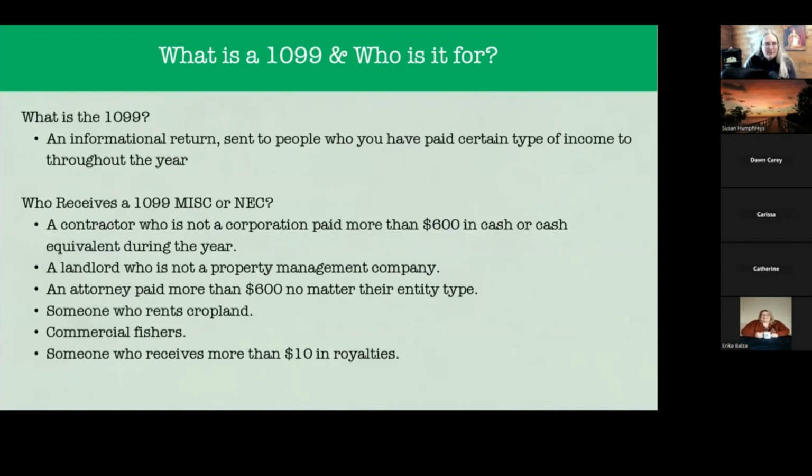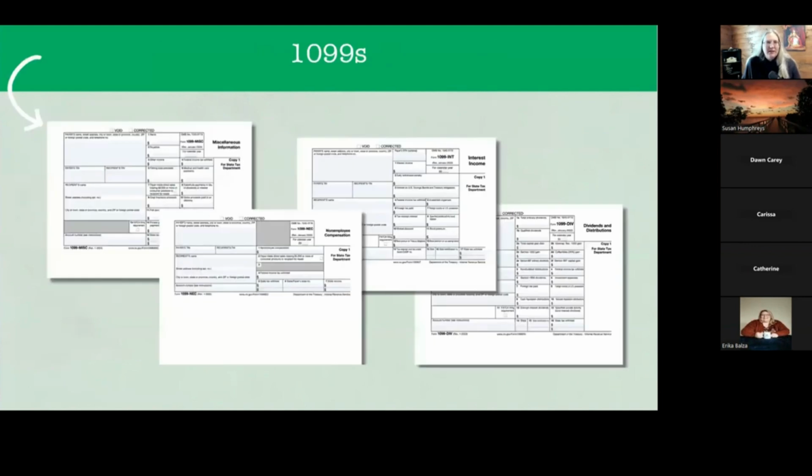And I know that part had me confused a little bit when I first started doing 1099s. I used to put any attorney fee in the attorney settlement box. And then I discovered when I was reading instructions for probably the 5th year in a row that I'd been doing it wrong. And so cropland rent, commercial fishers, and $10 in royalties go on the 1099 miscellaneous.